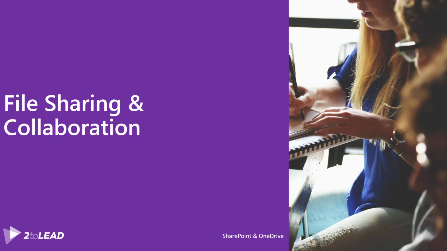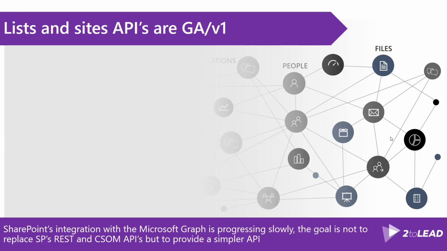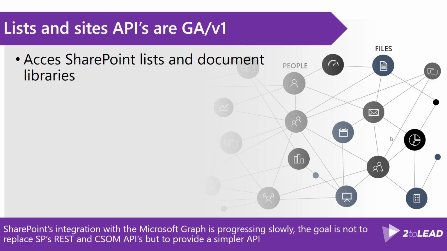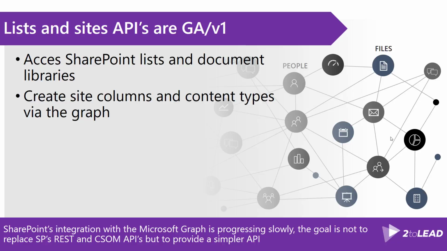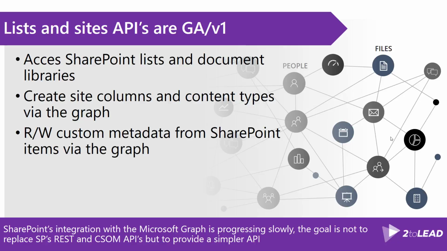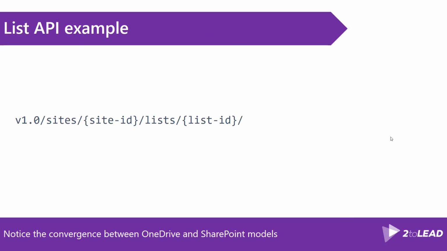All right, moving on. The next workload we'll be talking about are the ones related to file sharing and collaboration, so basically SharePoint and OneDrive. The first thing that came in that was a long ask is the lists and site APIs, and they came to V1. So the idea is you can access SharePoint lists and document libraries as well as columns, site columns and content types, as well as read and write custom metadata on list items via the Microsoft Graph.